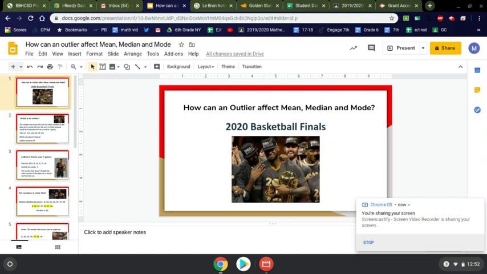Today we're going to look at how an outlier affects the mean, median, and the mode. And we're going to pretend that this year the Cleveland Cavs in the year 2020 are in the basketball finals and we still have LeBron James.